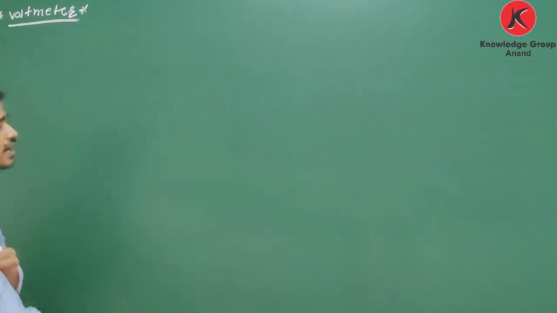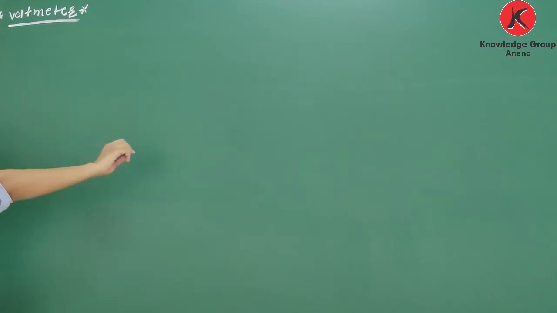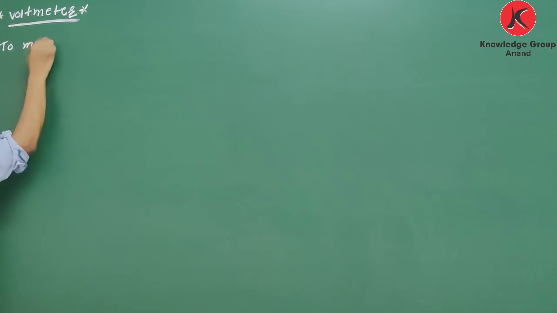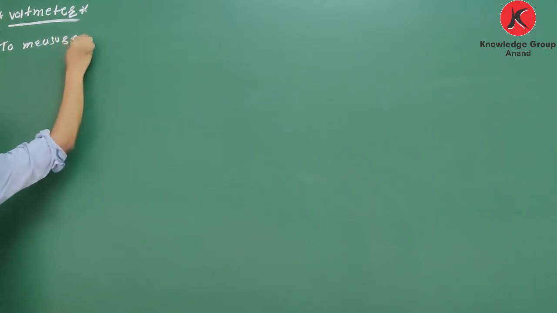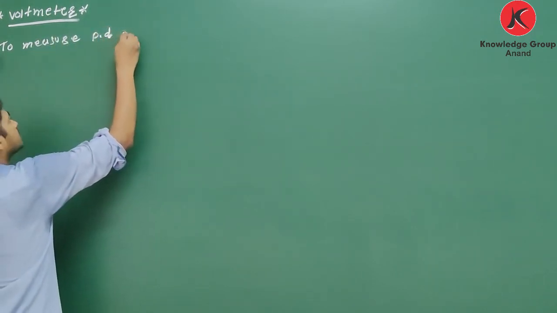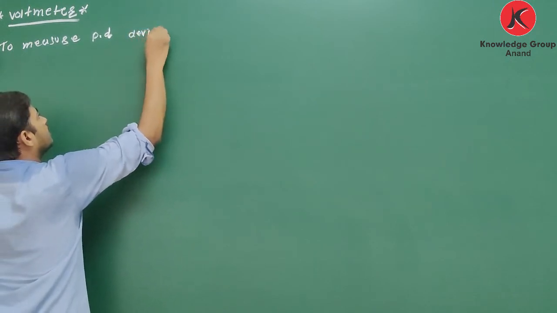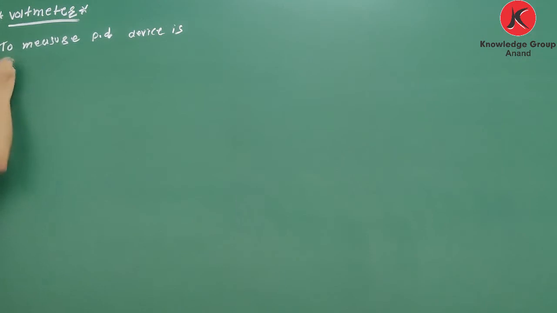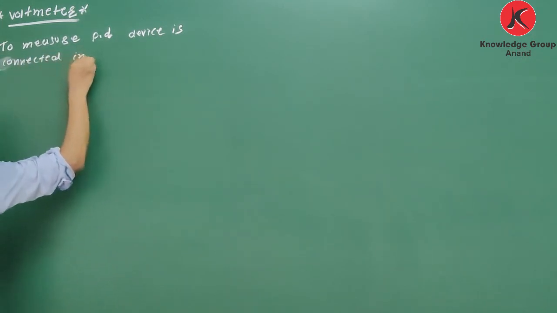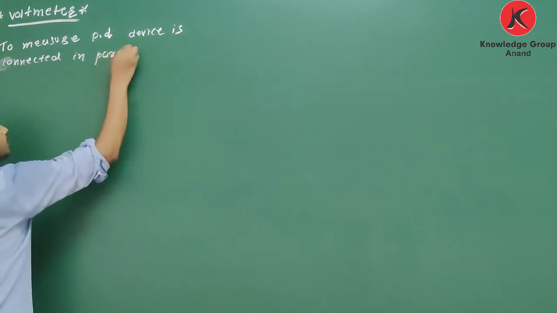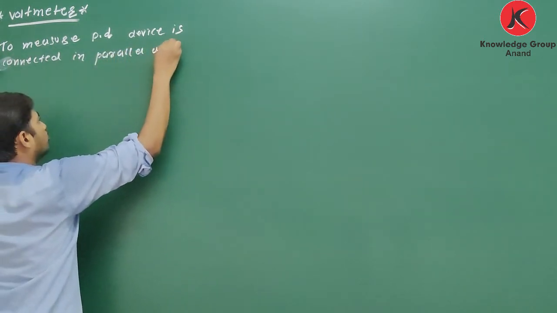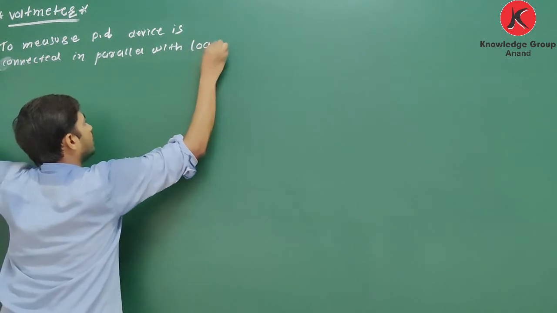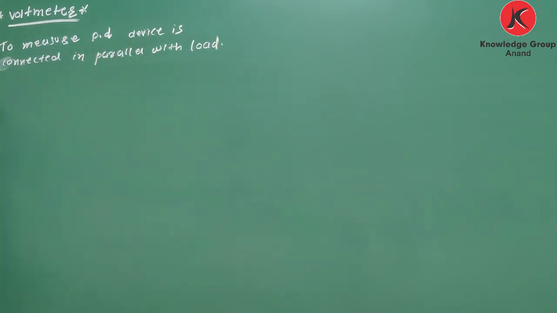So to measure potential difference across a load, the voltage measuring instrument is connected in parallel. So the first statement that you have to write here is: to measure potential difference, the device is connected in parallel with the load. Clear about this? Okay.